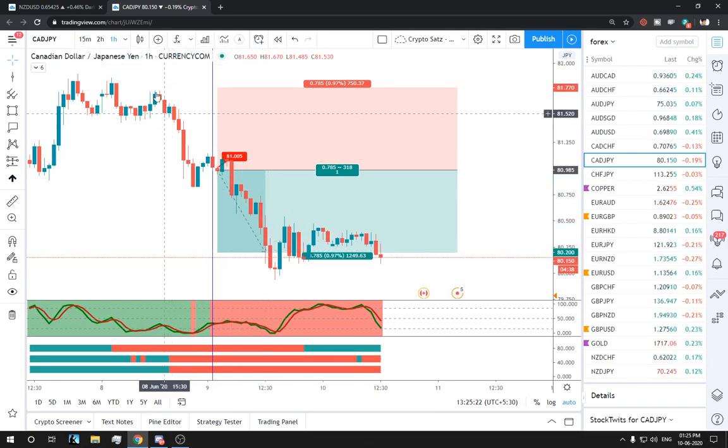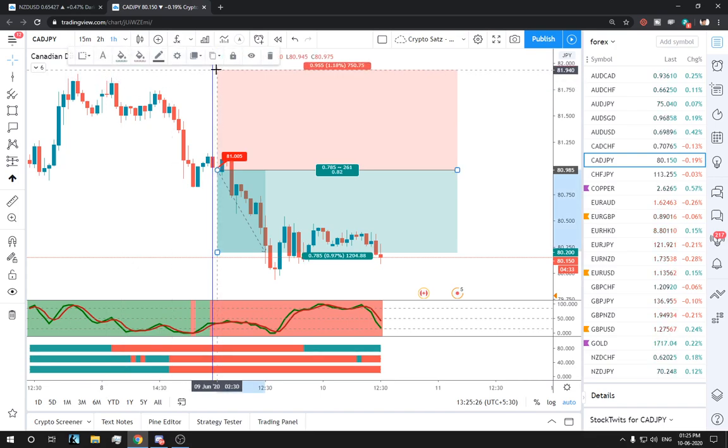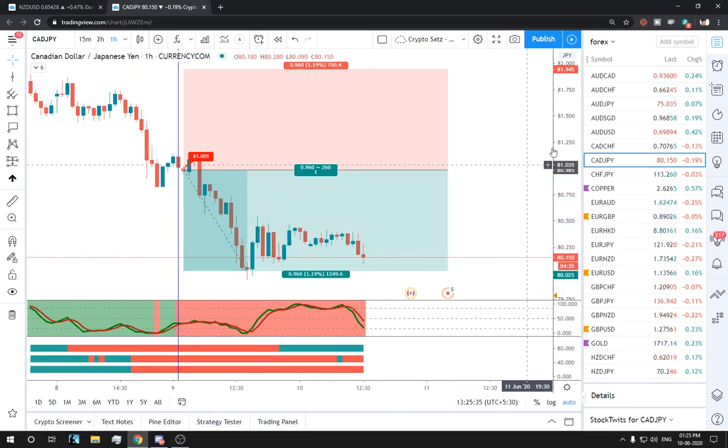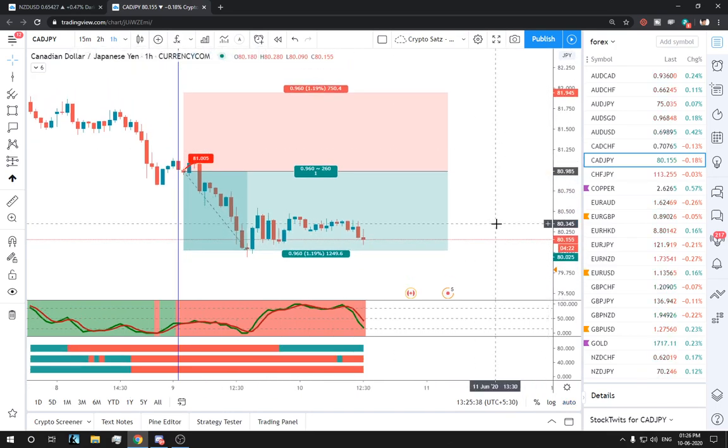So in this case you can take the previous structures, either this or this. Even this you can take, which is a good resistance over here. So 1.19%, let's see if that's hit. Even that's hit. So this is a perfect strategy, guys. This is a perfect strategy.